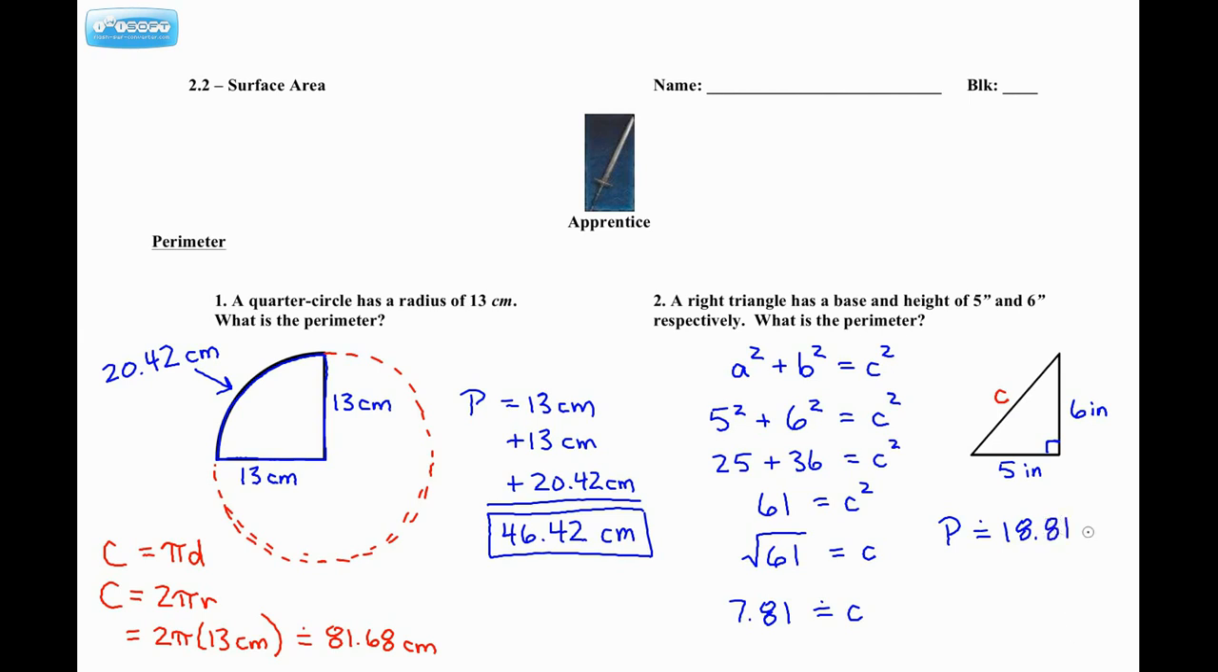And of course my final answer, I need my units. You should not have inches squared. Okay, this is not the area. This is just the length around the triangle. So it's about 18.81 inches.